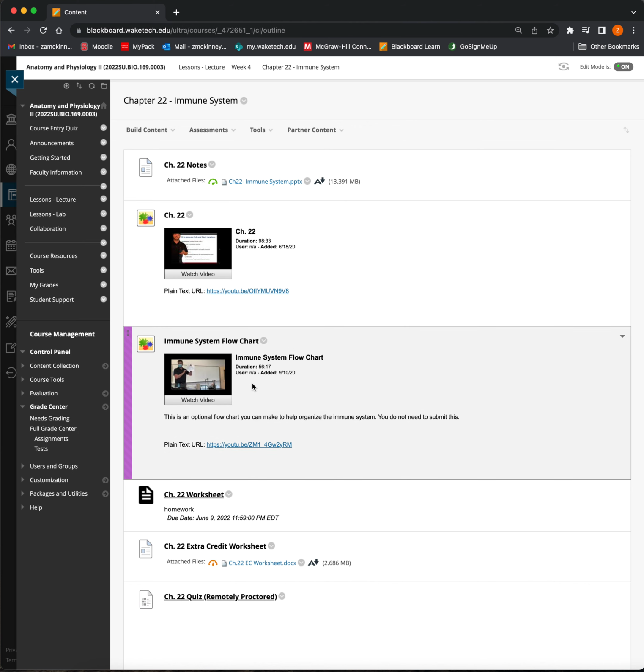This is just to help you organize the information. You don't have to submit it. You don't have to do it if you don't want to. However, the immune system is pretty complicated. There are a lot of moving parts, a lot of things working together, and so I strongly encourage you to have some way of organizing this information. Otherwise, though, it's the same stuff. You have a worksheet, extra credit worksheet, and a quiz that you can do.